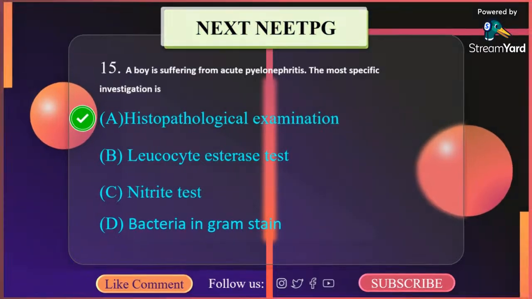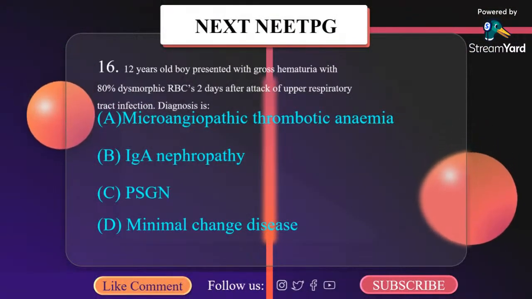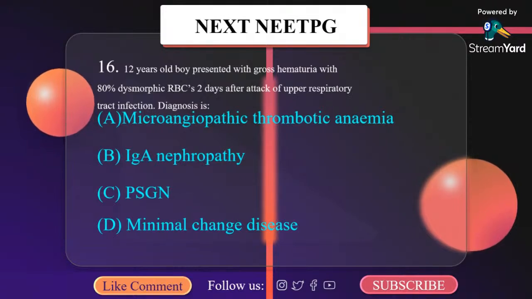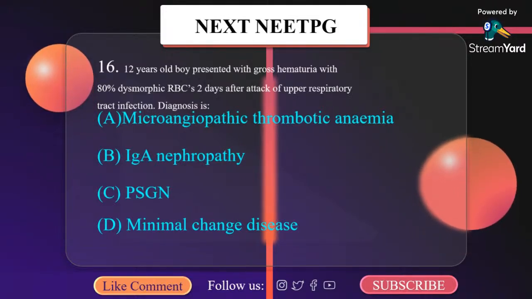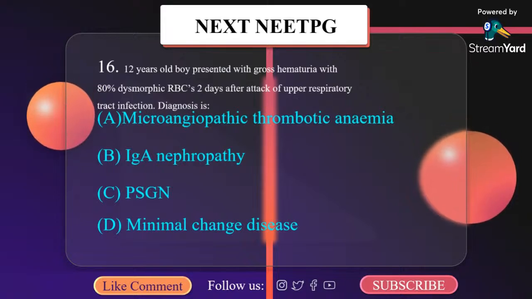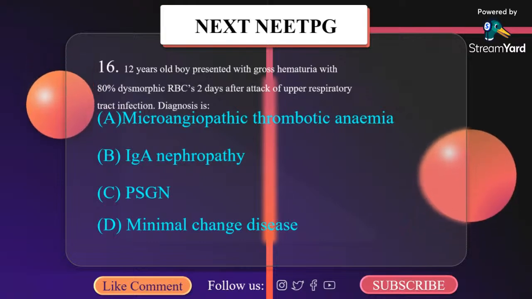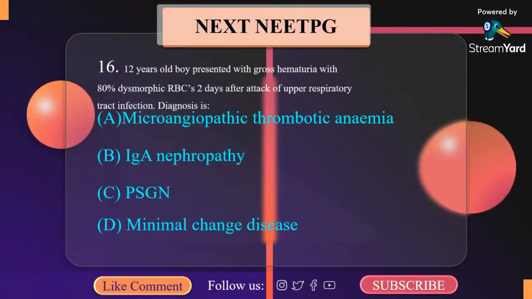It is histopathological examination. A 12 year old boy presented with gross hematuria with 80% dysmorphic RBCs 2 days after an attack of upper respiratory tract infection. The diagnosis is A. Microangiopathic thrombotic anemia, B. IgA nephropathy, C. PSGN, D. Minimal change disease. It is IgA nephropathy.